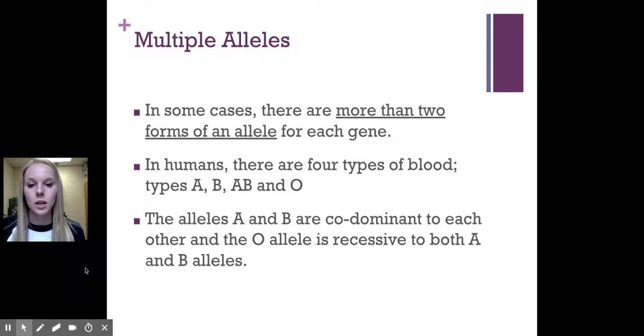In some cases, there are more than 2 forms of an allele for each gene, and this is when we have multiple alleles. In humans, there are 4 types of blood, types A, B, AB, and O. The alleles A and B are co-dominant to each other, and the O allele is recessive to both A and B alleles. Your third keyword is blends.